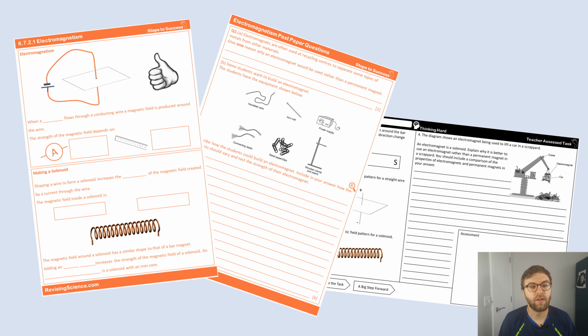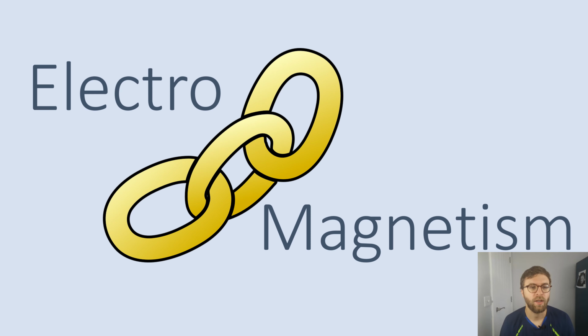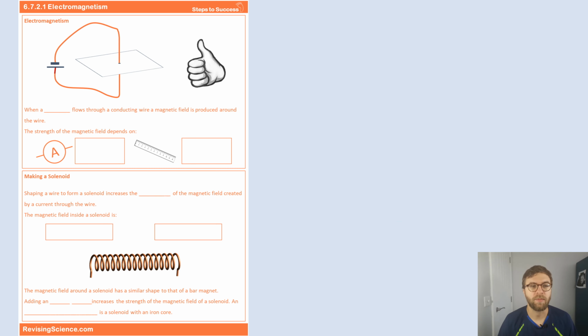So we're going to be working on these 3 pages in the booklet. You can see that there's a few more past paper questions, a little bit more for you to practice and a little bit less theory to go through. So as I said, we're going to be linking that link between electricity and magnetism, and that's where we get that electromagnetism title from.